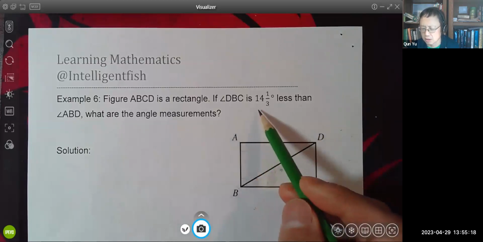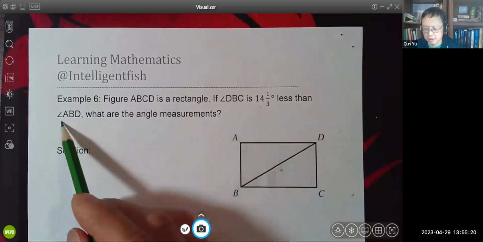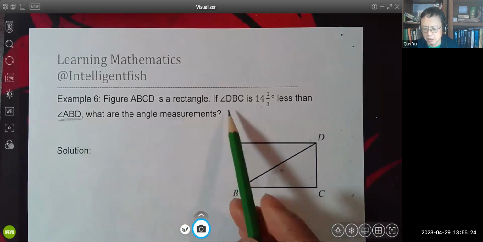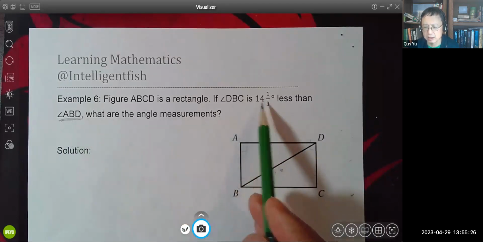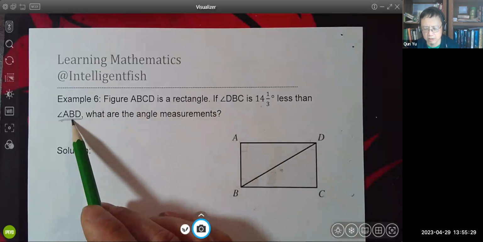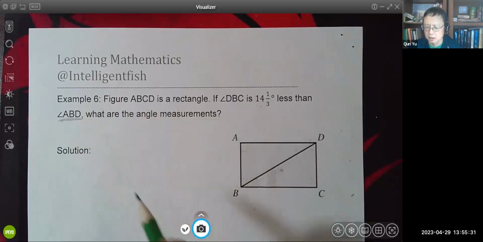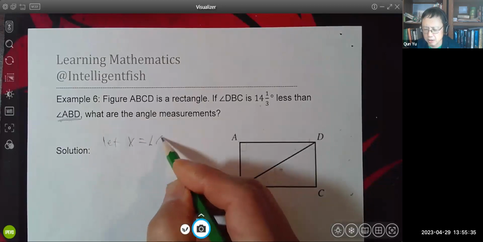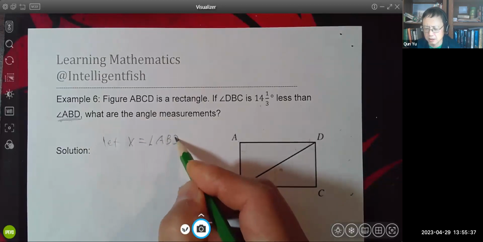So this angle is this much less than this. So this is our reference. Whatever this is, this angle will be 14 1/3 less than that. So this is a reference value. So we write x to be the measure of angle ABD.